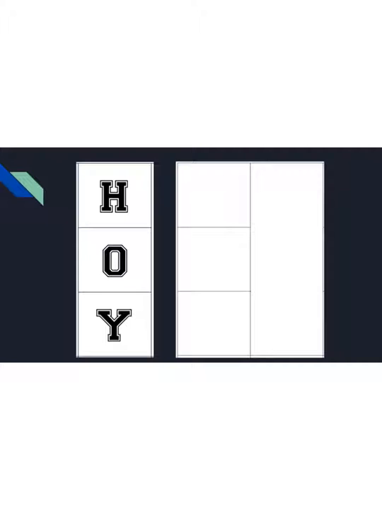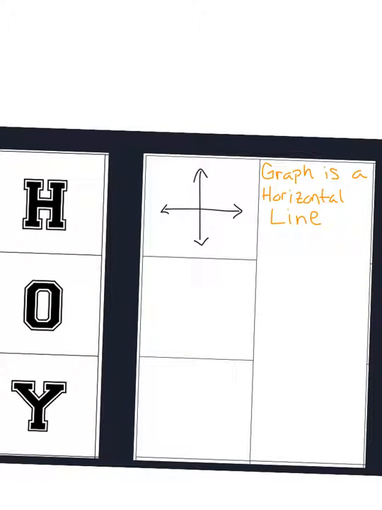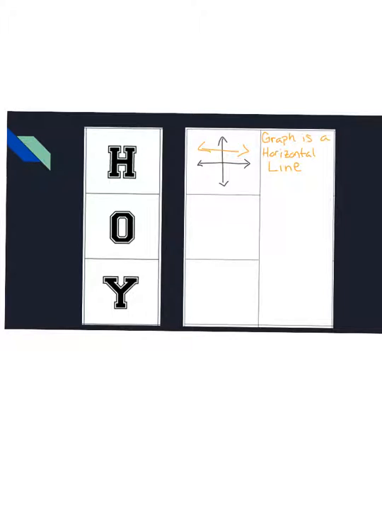Alright, so let's talk about HOY. HOY stands for something. So let's talk about the H. The H is for a horizontal line, which would look like this. So straight side to side, just like a horizon. I'm going to zoom out real quick. There we go. So the graph is a horizontal line, side to side. There's no increasing or decreasing. It's a flat line. So that's what the graph looks like.